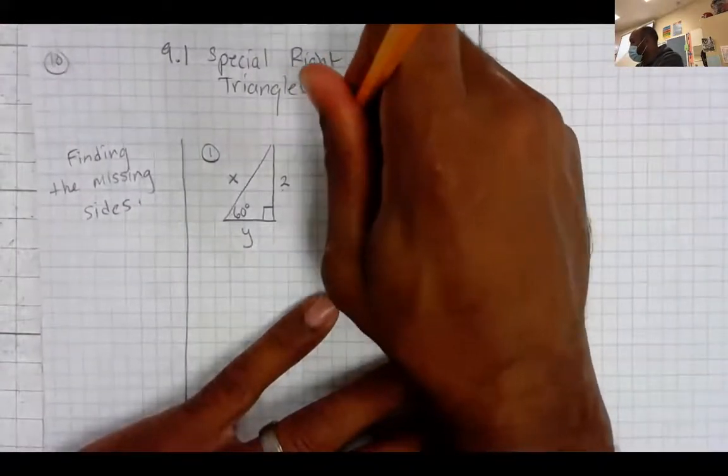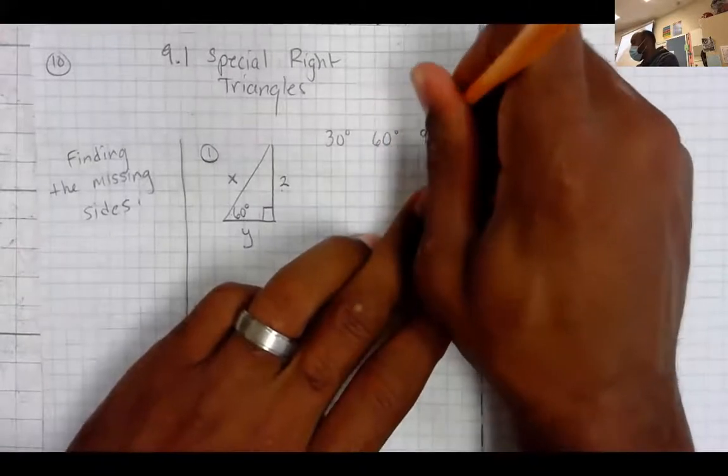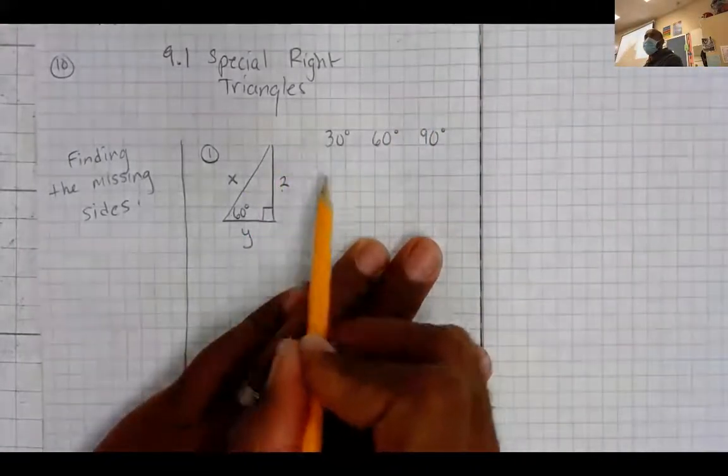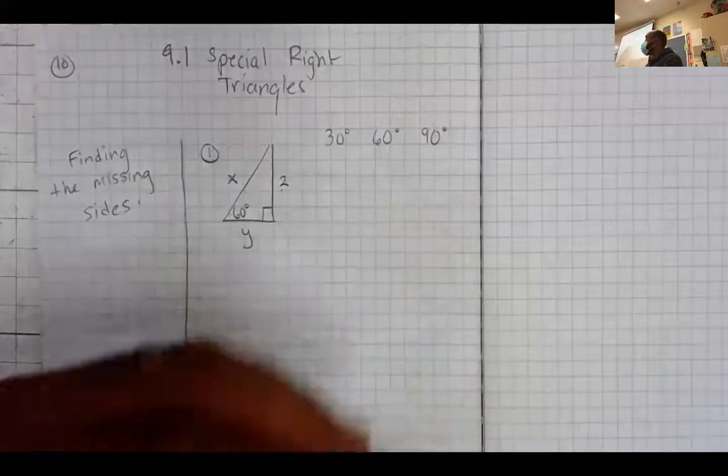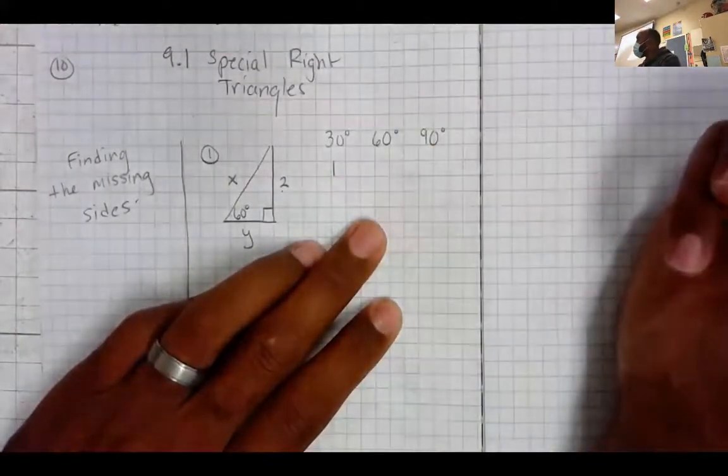So if I have a 30-degree angle, a 60-degree angle, and a 90-degree angle, the ratio between the sides that are across from those angles is, for 30, it's 1.